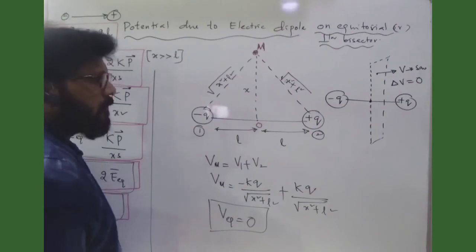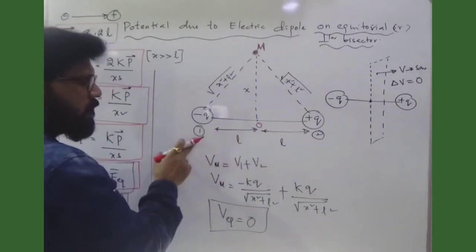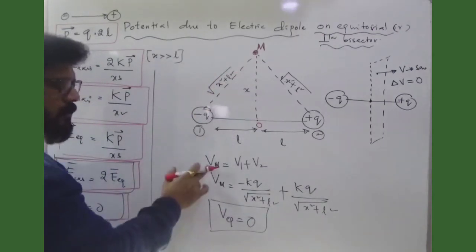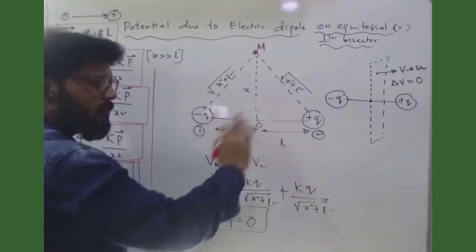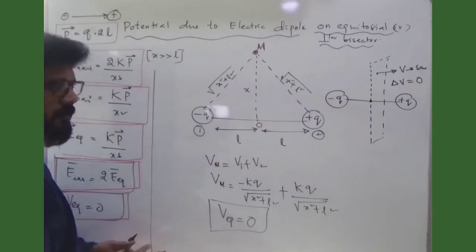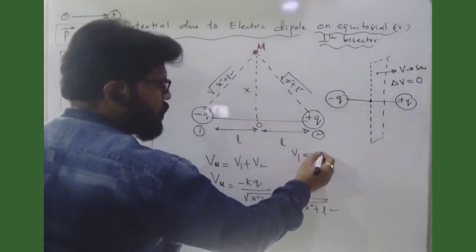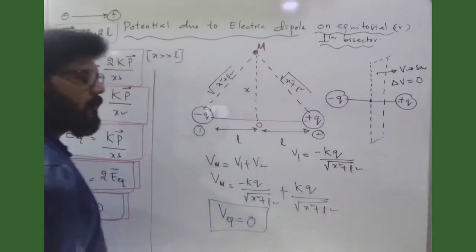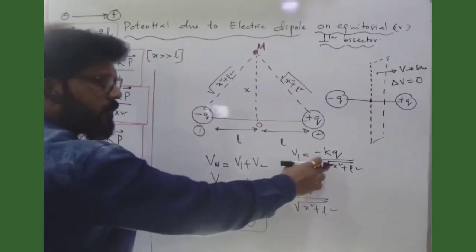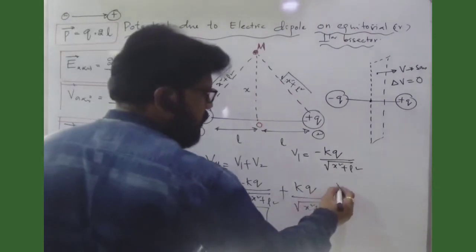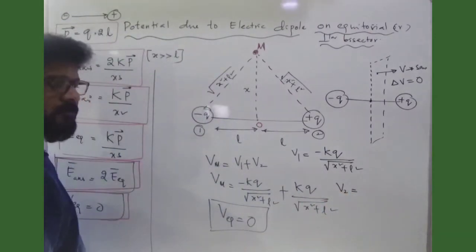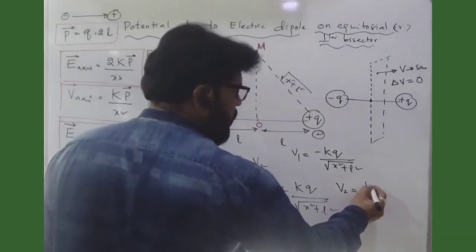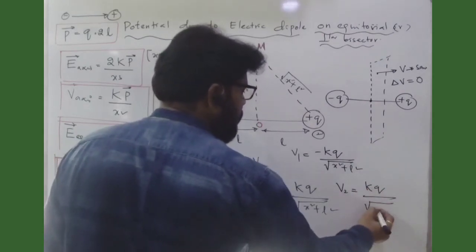Now if I want to calculate the potential V1 due to the negative charge, which is at a distance of under root of x square plus L square, Vm is equal to V1 plus V2, the total potential. V1 equals minus kq divided by under root of x square plus L square. Similarly V2 is nothing but kq divided by under root of x square plus L square.